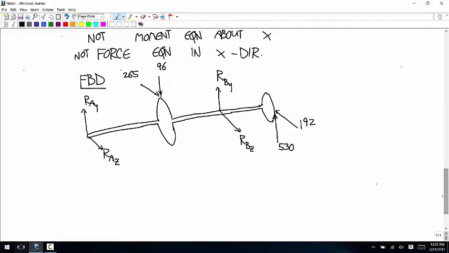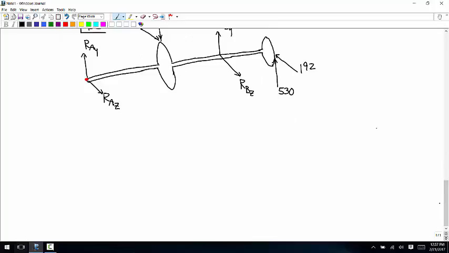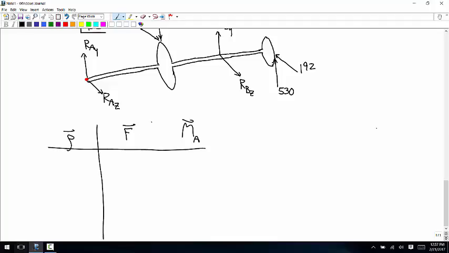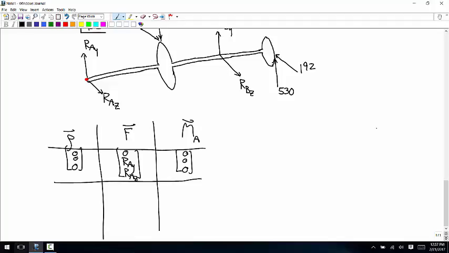And then let's choose an about point. I think I'll just do it right here. So rho, force, moment. This force RA is acting at the about point, so rho is 0. The force vector is 0, RAY, RAZ. Cross product is 0, 0, 0, because that force is at the about point.